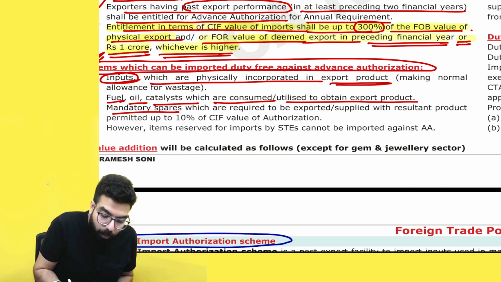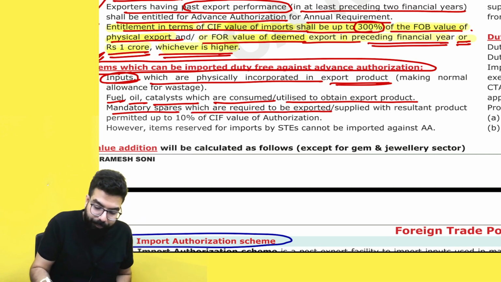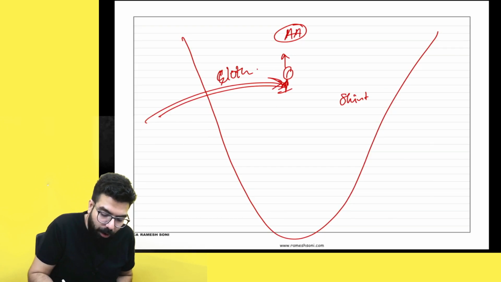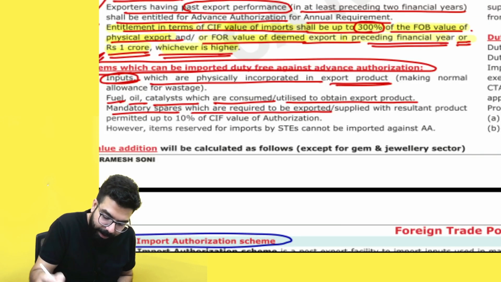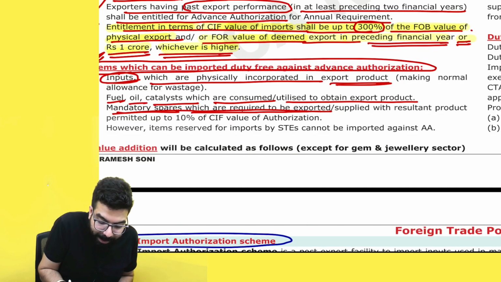Mandatory spares which are required to be exported. Sir, number one, I can import inputs. Number two, I can import fuel. Number three, I can import oil. Number four, I can import catalyst. Then they are going ahead and telling mandatory spares which are required.